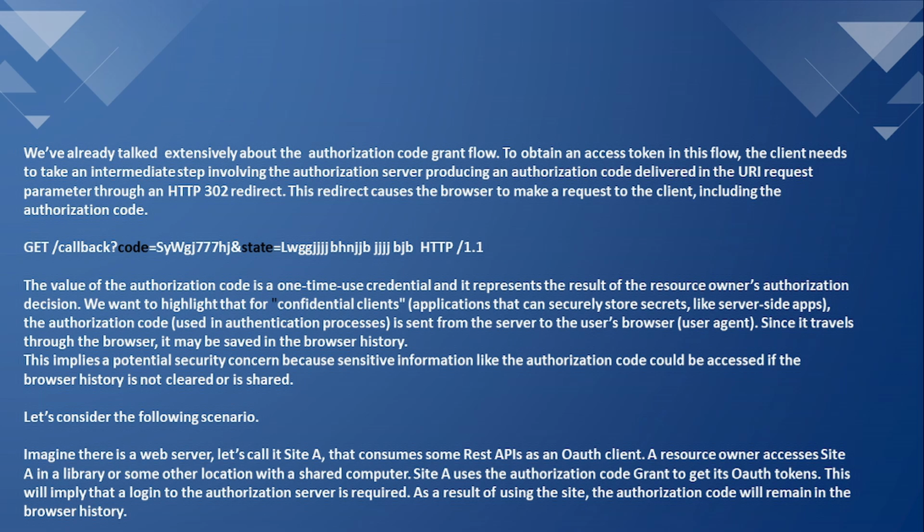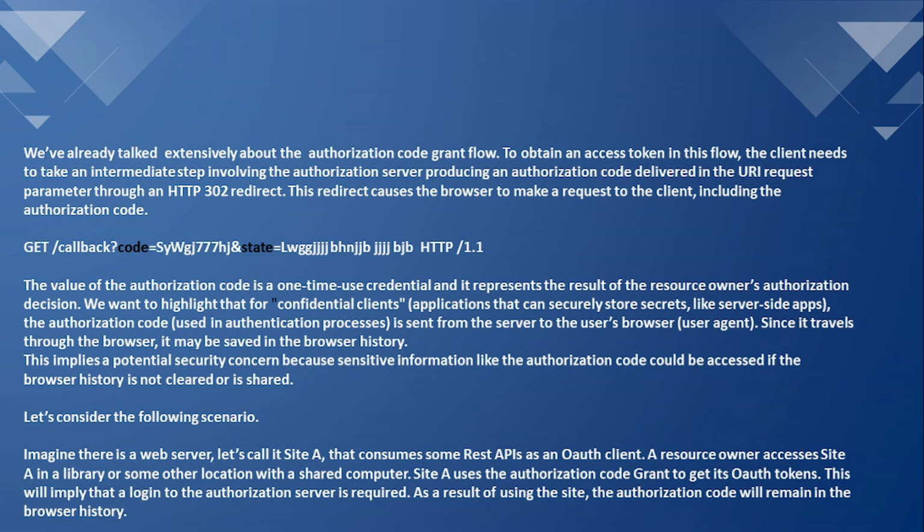So let's see the scenario, right? In what scenario can it be hijacked, and what can we do here, how can we prevent it from being hijacked? So let's consider the following scenario. Imagine there is a web server, let's call it site A, that consumes some REST API as an OAuth client. A resource owner accesses site A in a library or some other location with a shared computer.